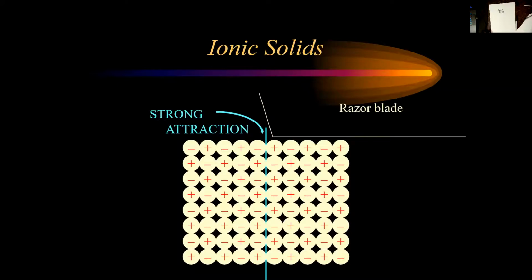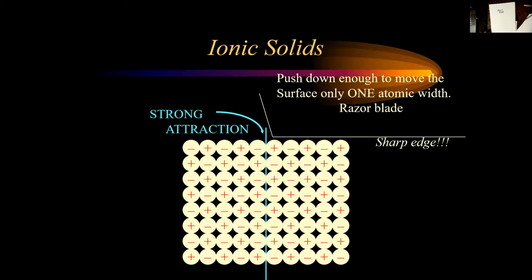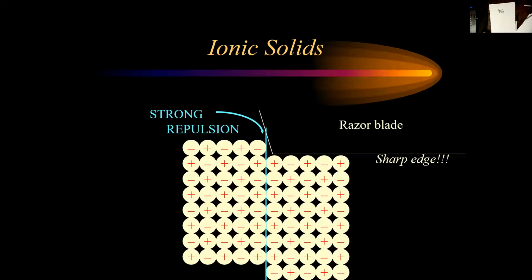Now imagine I took a razor blade. Now this is the sharp side. Think about it. We're talking atomic dimensions here. You put this razor blade on that crystal and you tap it and just push it down the diameter of one crystal, 1 unit. Now look what happens. Now remember, I have only moved that crystal down 1 atomic diameter. That's of the order of a few nanometers. And I went from strong attraction to now strong repulsion.